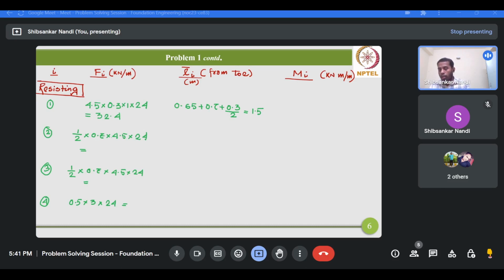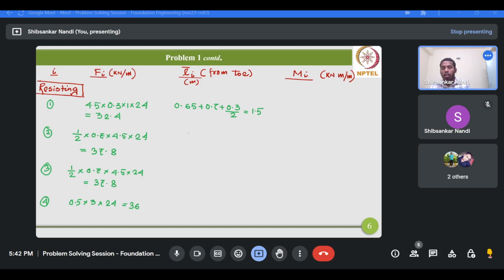Okay, so calculate these one by one. First we will calculate 2, 3 and 4. So 0.7 multiplied by 4.5 by 2 multiplied by 24, that is 37.8. This is also 37.8, and this is 36.